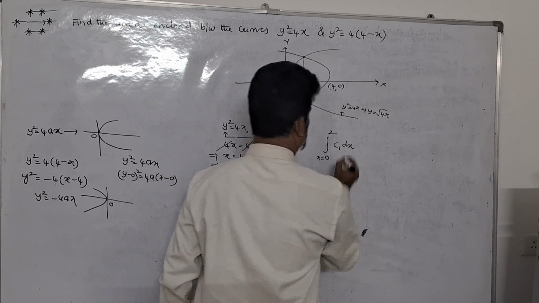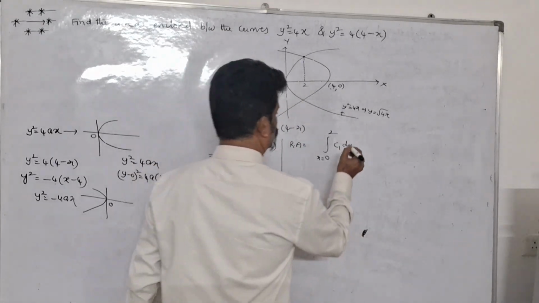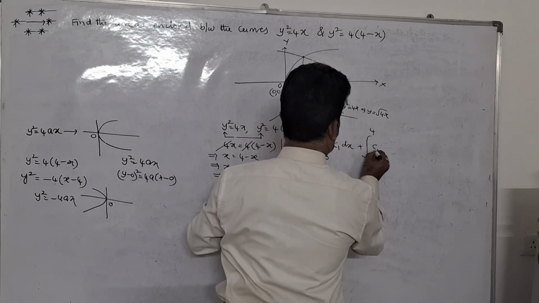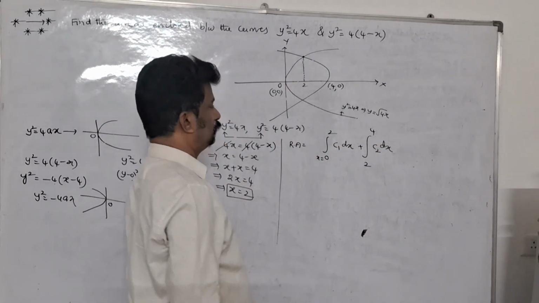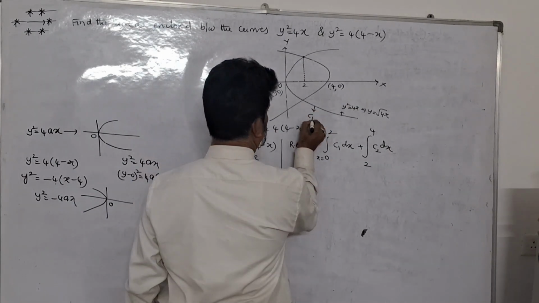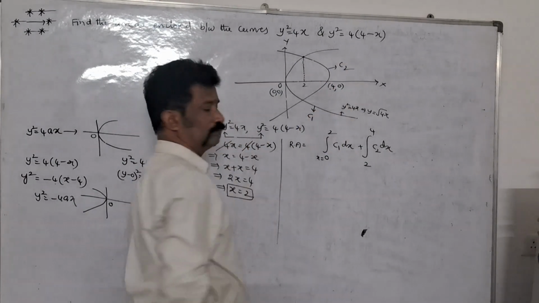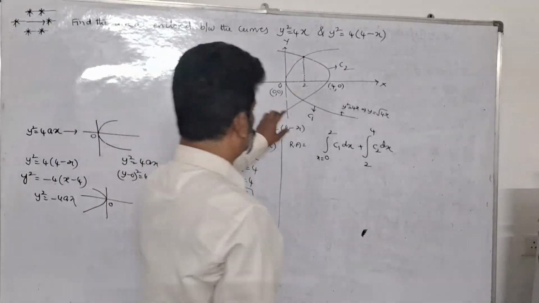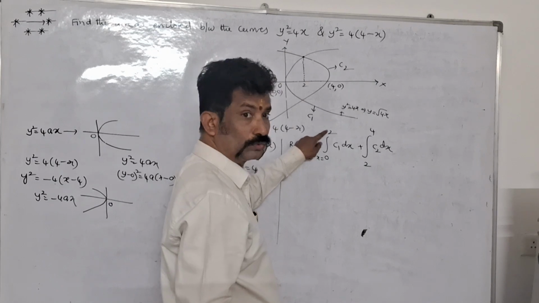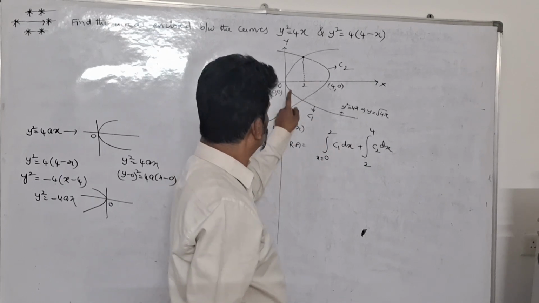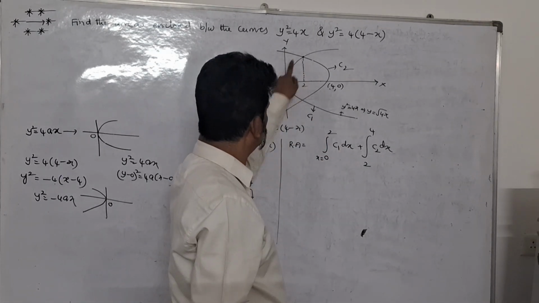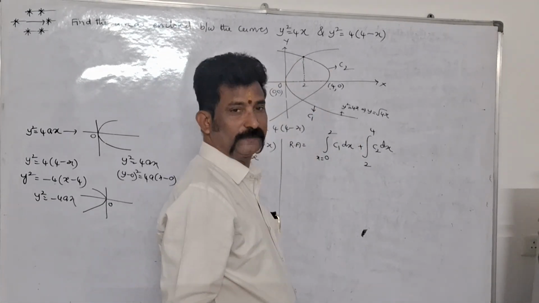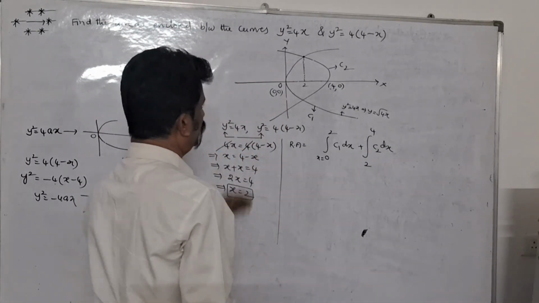C1 dx, C1 means the first term, plus integration 2 to 4, second curve C2 dx. This is the first curve C1 and this one is C2. Simple. So this one is integration x is equal to 0 to 2 of C1 dx. 0 to 2 means this curve, plus 2 to 4 of C2 dx. 2 to 4 means this curve. Okay, this area is covered.